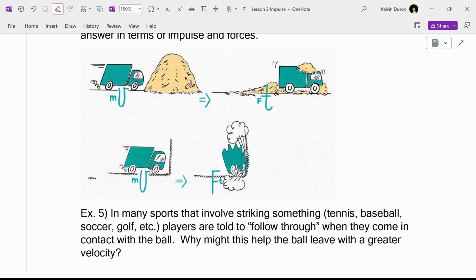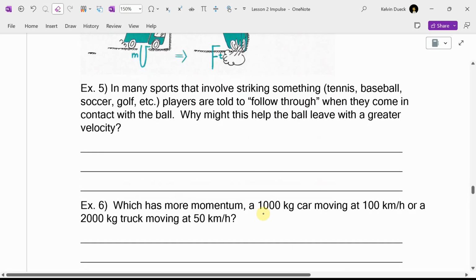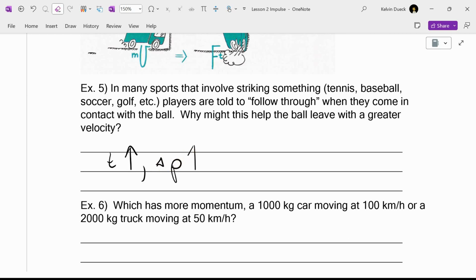So you've lifted weights, you've maximized the force. What's the other variable you can change? Time. If you can make the time of contact even a little bit longer, that's more impulse that will get transmitted to the ball. It's going to leave faster. So as T increases, impulse increases, so V final increases.